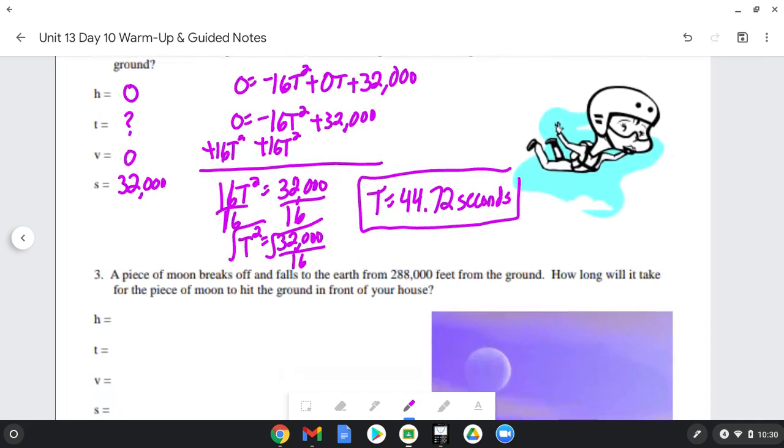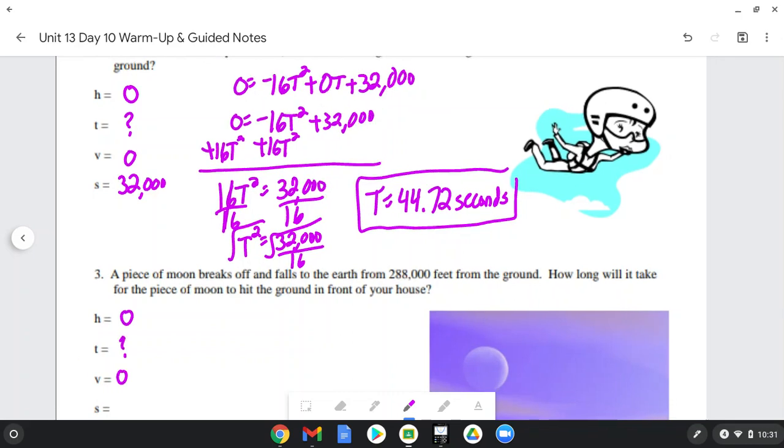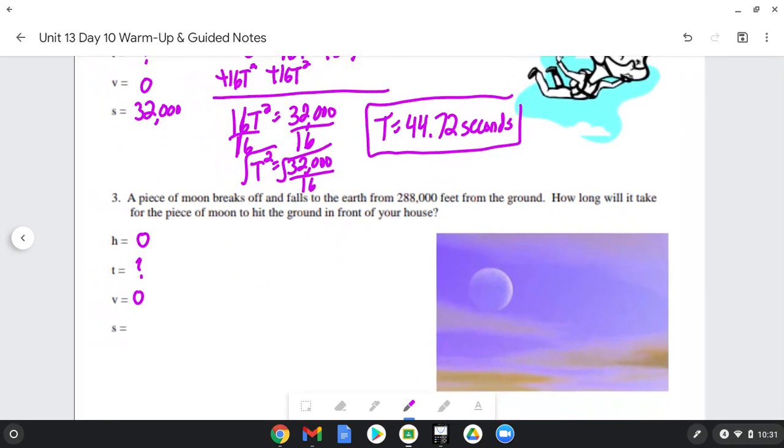All right, number 3, it talks about a piece of moon. Oh, it's way up there. Falls from 288,000 feet. How long will it take for the piece of moon to hit the ground? Okay, so my ending height is 0. My time, I don't know. It wasn't thrown, so it's 0 for your velocity. And your starting height is 288,000. So now we have 0 equals negative 16t squared plus 0t plus 288,000.